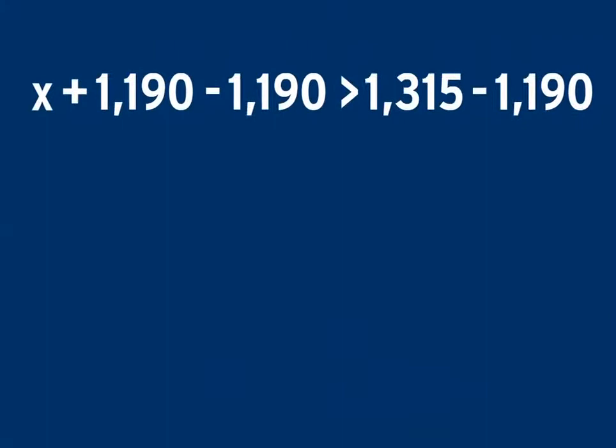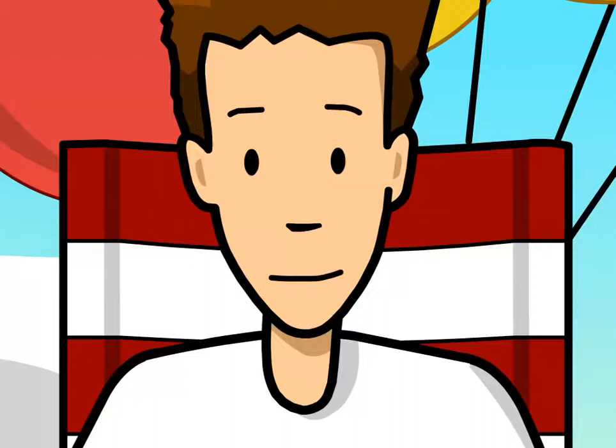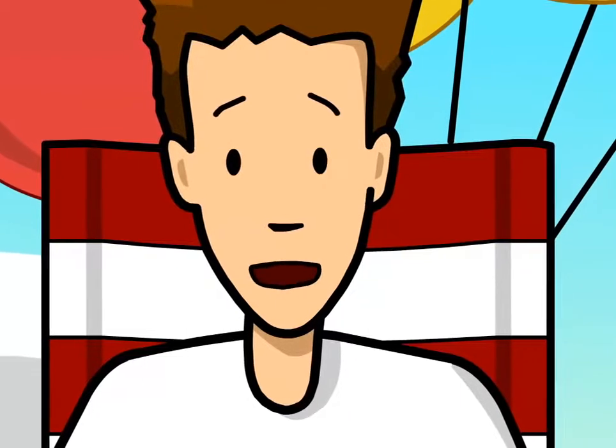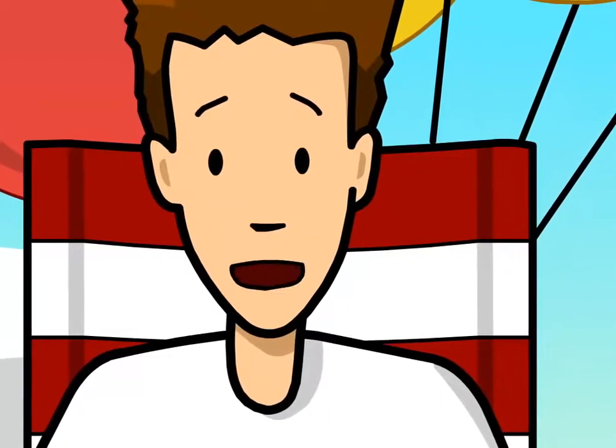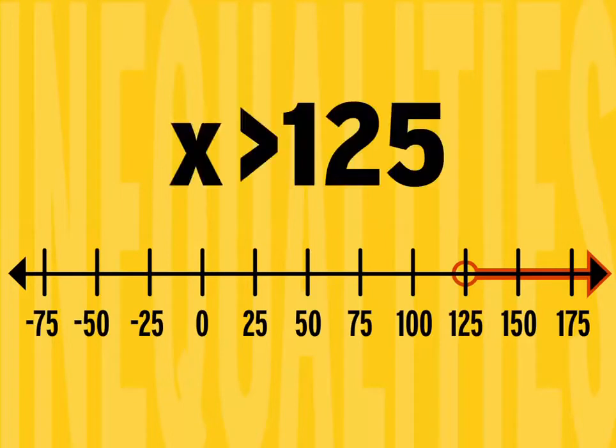Now, let's solve our inequality. x plus 1,190 minus 1,190 is greater than 1,315 minus 1,190, so x is greater than 125. So, we need to climb more than 125 meters to clear that mountain. We can graph our inequality on a number line this way. See, the red line starts at 125 and points upward into infinity. That means x is greater than 125. If x were greater than or equal to 125, we'd just fill in the circle.